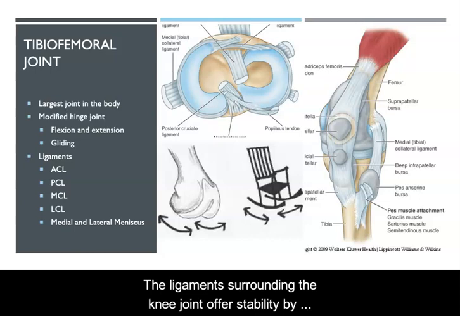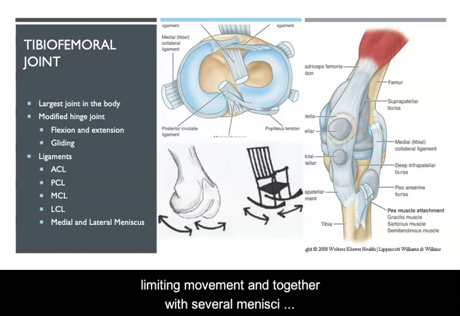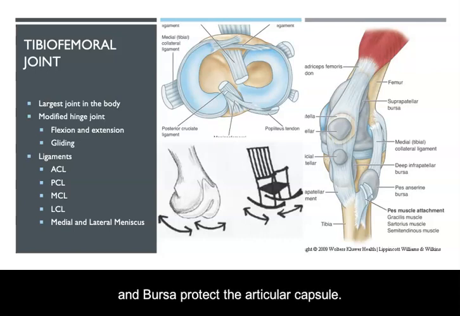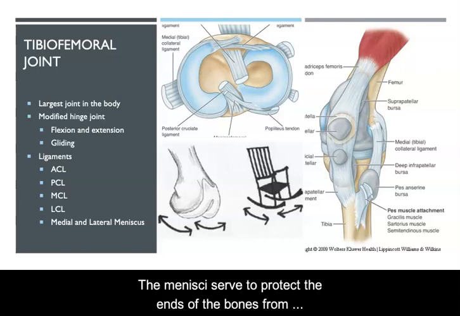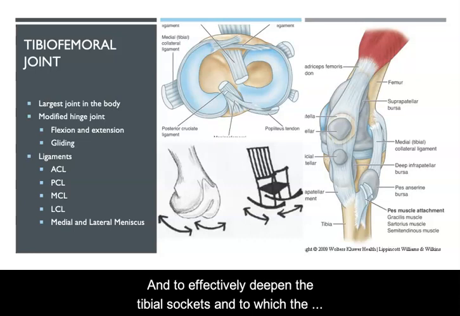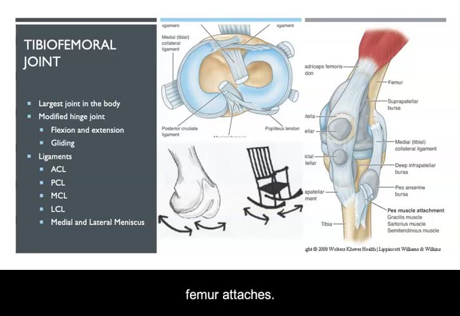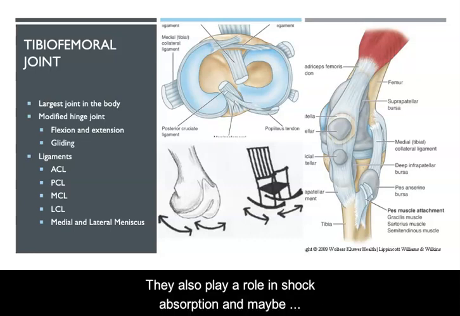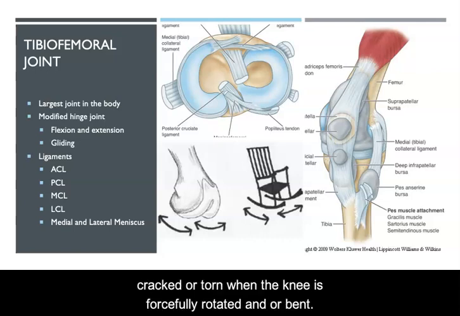The ligaments surrounding the knee joint offer stability by limiting movements and, together with several menisci and bursa, protect the articular capsule. The menisci serve to protect the ends of the bones from rubbing on each other and to effectively deepen the tibial sockets into which the femur attaches. They also play a role in shock absorption and may be cracked or torn when the knee is forcefully rotated and/or bent.